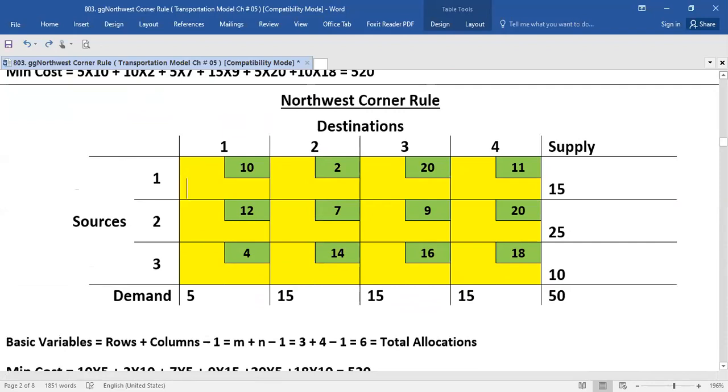Now you will move to the second step. You will find the basic variables. As I have earlier told you in my previous lecture how to calculate the basic variables, here is the formula: M denotes rows, N denotes columns, and minus 1. Here we will write 3 plus 4 minus 1 equals 6. This is the total allocation we will make in this table.